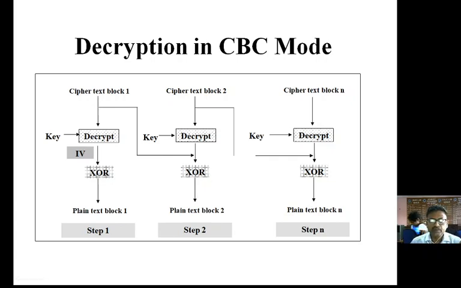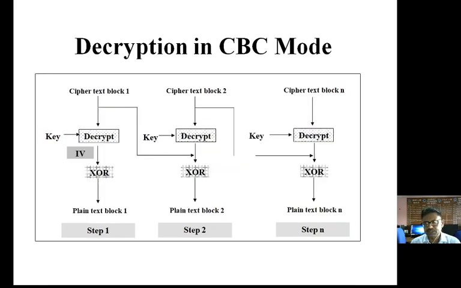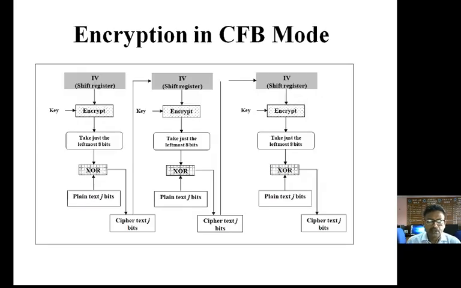So this is all about the CBC mode, which is different from the ECB mode. And this is the encryption process of the CBC mode, and this is the decryption process in the CBC mode. Now, these two processes which we have discussed, ECB and CBC, both work on block ciphers.